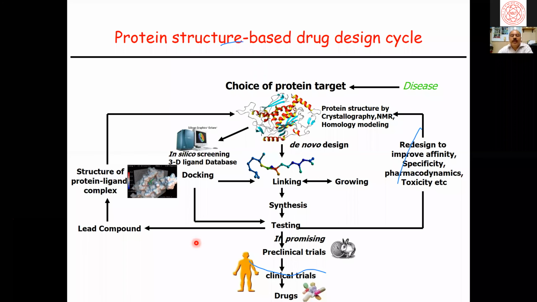So once you get some activity out of these ways, you can further look at the complex of a protein and ligand and see if there is a possibility of further improving by developing further analogs of these, redesigning and improving affinity, specificity, pharmacodynamics, toxicity, accessibility. And so this whole process goes on in an iterative fashion until you get a very good activity, and this goes further down into the drug discovery pipeline.